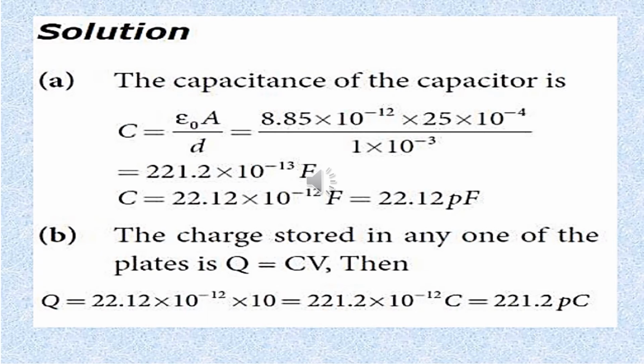Why did it become 25? Because the side is 5, right? Now, when we get the area, it is squared. So, 5 times 5, that's why it became 25. Okay? So, 8.85 raised to negative 12 multiplied by 25 raised to negative 4, divided by 1 raised to negative 3. What is this 1 raised to negative 3? This is our separation, the 1 mm.